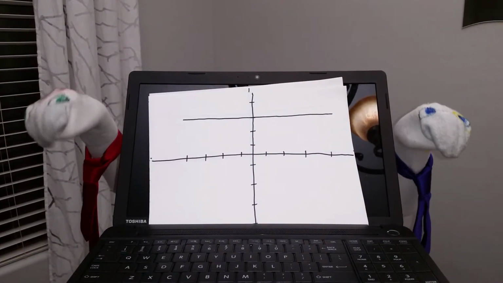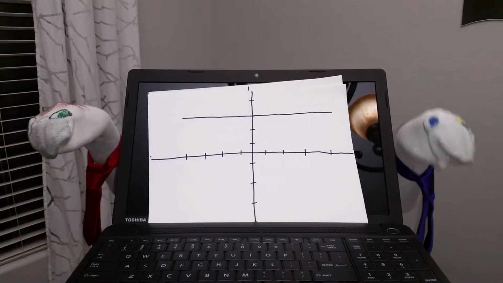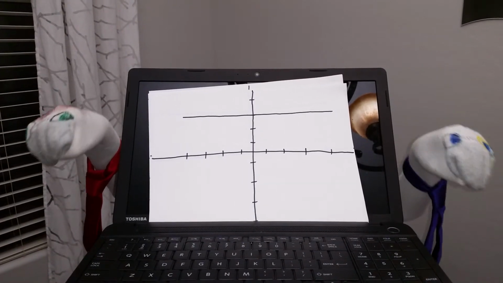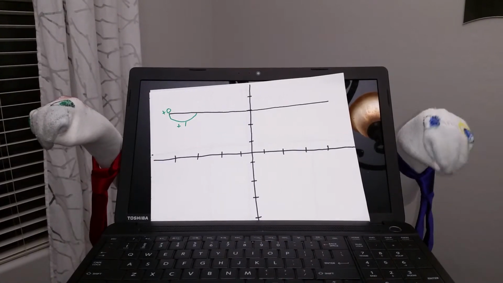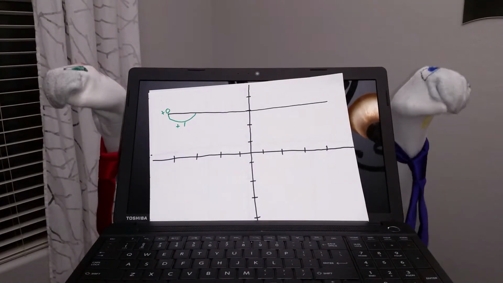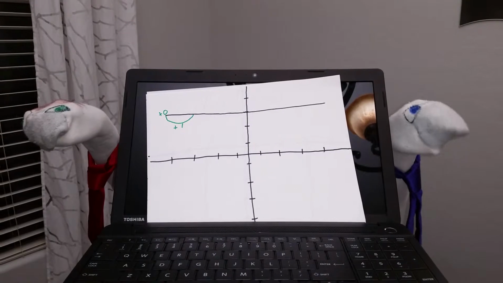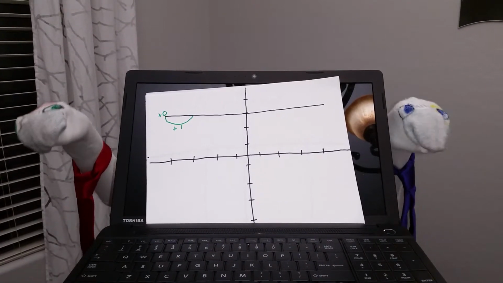Now is this a function? Yes, that's a function. It's many to one. Now do you think you can tell the slope? Well, let's see. I think it's 0 over 1. Correct. 0 over 1, or 0 slope. It has no slope.